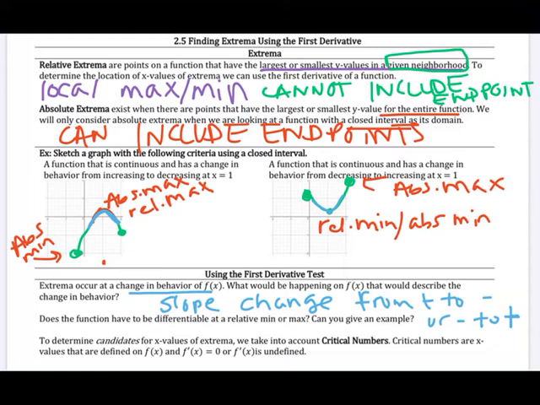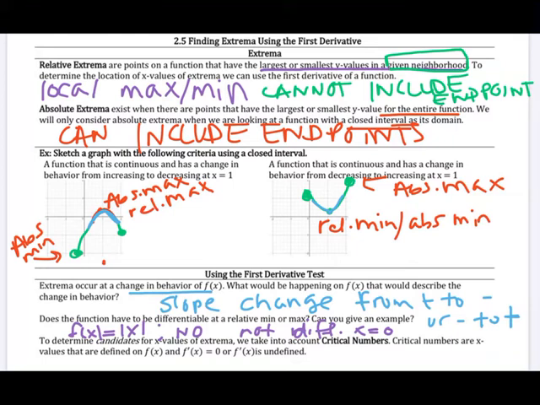Can you think of a function that has a relative max or min that is not differentiable at that value? For me, the first thing that comes to mind is absolute value. So f of x equals the absolute value of x is a counterexample here. This is not differentiable at x equals 0. It's a sharp turn. But x equals 0, or the point (0, 0), is definitely a relative and absolute minimum of the function. So does the function have to be differentiable to have a relative max or min?